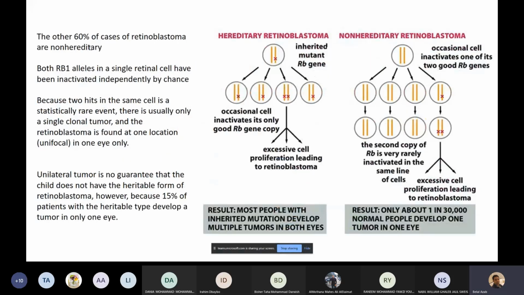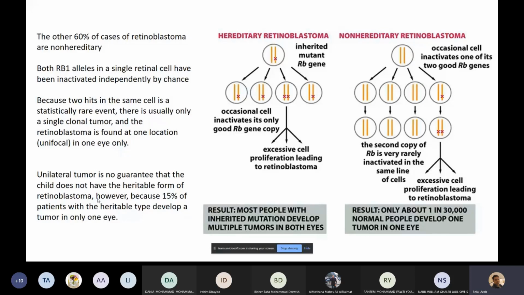The other 60% of the cases of retinoblastoma are not hereditary, they are somatic. Both alleles of RB1 in a single cell have been inactivated independently by chance. But because two hits in the same cell is a statistically rare event, it is usually only one single clonal tumor, not multifocal, and the retinoblastoma is found at one location in one eye but not the other. Bear in mind, a unilateral tumor is not a guarantee that a child does not have the heritable form of retinoblastoma.